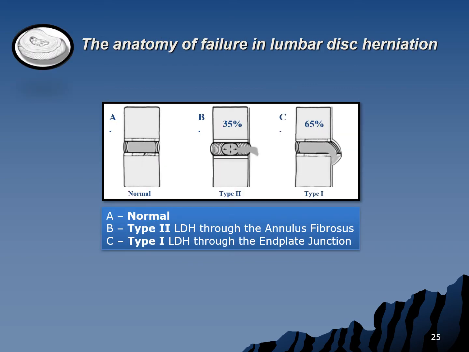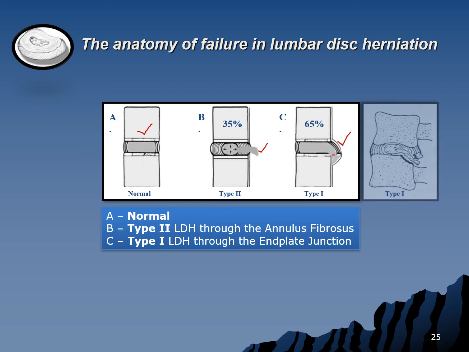And here's some good pictures to kind of qualify what we just discussed. A, of course, is normal, just two vertebral bodies, end plates and disc. B is the type 2, annular failure, and you can see over here that the nuclear material just busted through the annulus. C is type 1, and that's the end plate junction failure, and you can see the annulus is intact, but you can see this space right over here where the end plate was breached and the nuclear material leaked out.